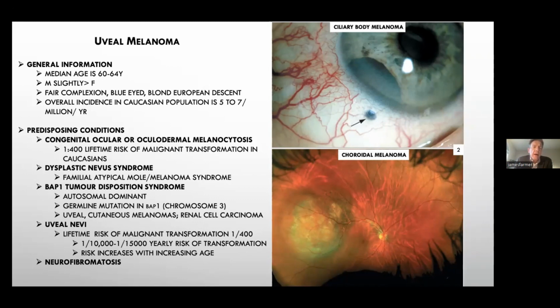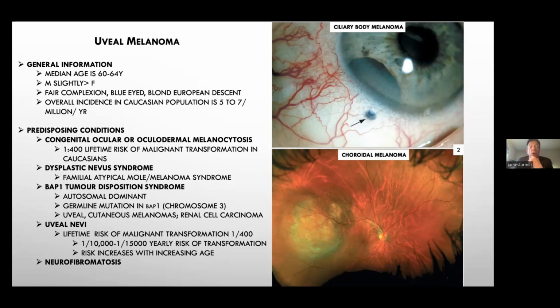It is a prototype of a fair complexion, blue-eyed, blonde European descent, but it does occur in all races. The overall incidence is about 5 to 7 per million per year among Caucasians. Predisposing conditions: the congenital ocular or oculodermal melanocytosis, better known as nevus of Ota, which is a blue nevus of cranial nerve 5, showing pigmentation in that particular distribution.